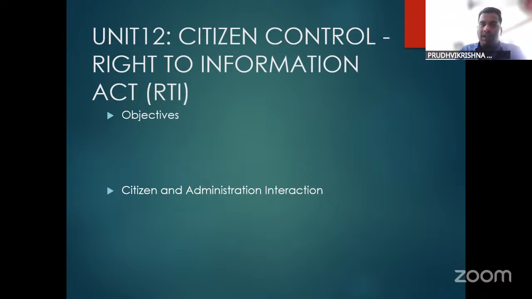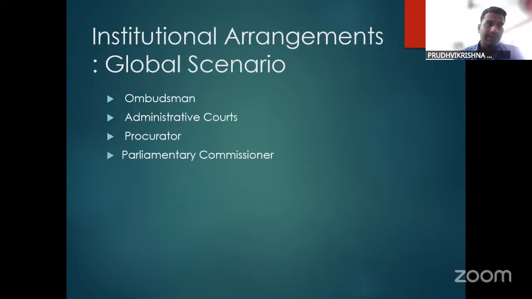Okay, coming to what the objectives are. Here we will learn and identify the need for interaction of the citizens with the administration, the importance of citizen-administration interaction. Next, we will describe the different institutional mechanisms for redressal of grievances at global and national level. We will also identify the significance of RTI. All this will be dealt with in this unit.